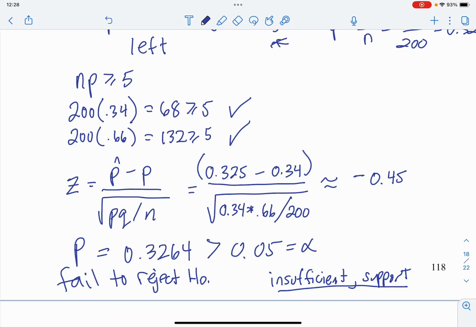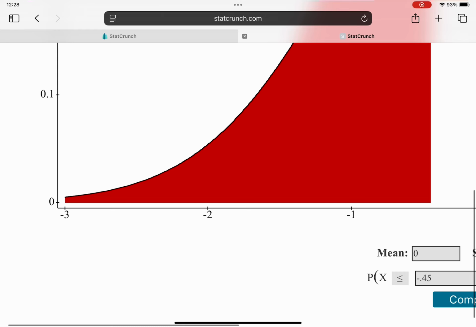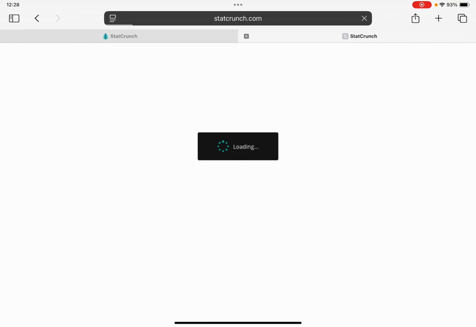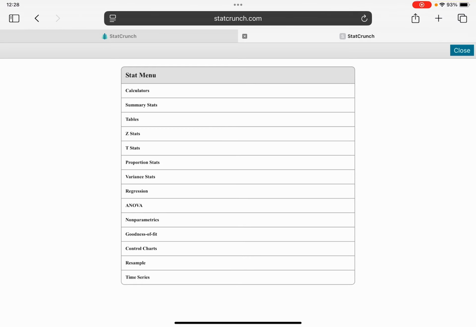Now, another option is you can run this all at once in StatCrunch because there's that StatCrunch feature. We've done the one for the t-test, but StatCrunch has them all. So if I go back to my main page, if you click on Stat, if you go down below Calculators, you'll see Z-Stat, T-Stat, and Proportion Stats. So Z-Stats you can use for 7.2, T-Stats you can use for 7.3, Proportion Stats you can use for 7.4.